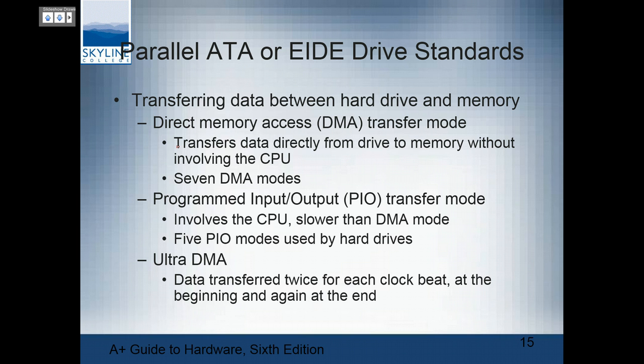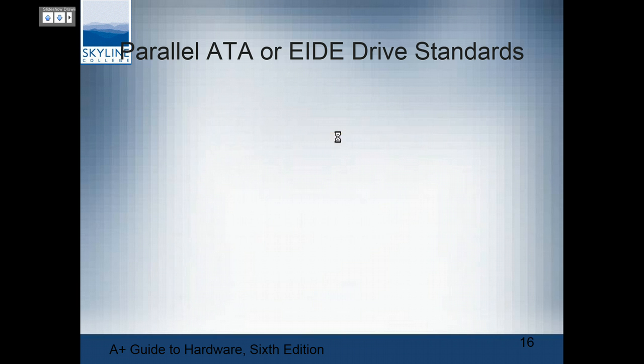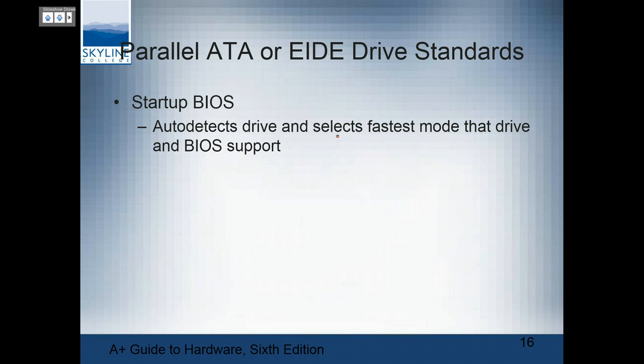Used to be the only thing that I ever saw in there that said DMA on it was a floppy disk, and who really cared? And you don't even have floppies anymore. But 7 DMA modes, PIO, and again, Ultra DMA, these are in the book, but the key is the concept here: direct memory access, so that it doesn't have to go through the CPU every time.